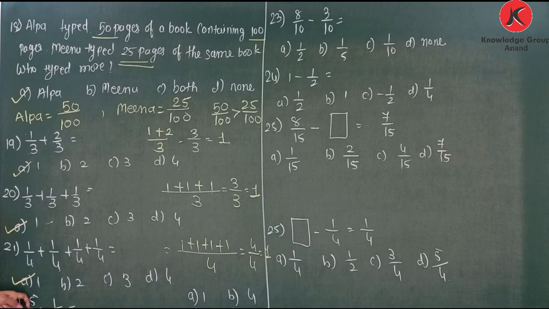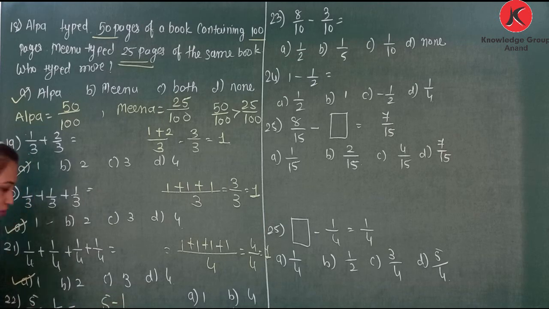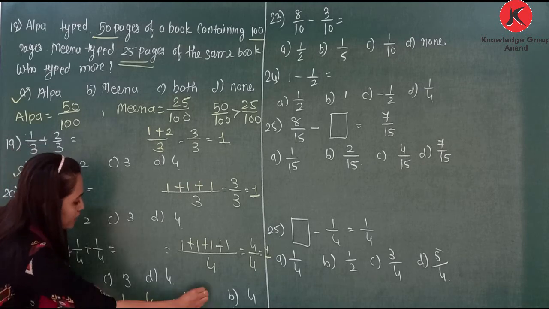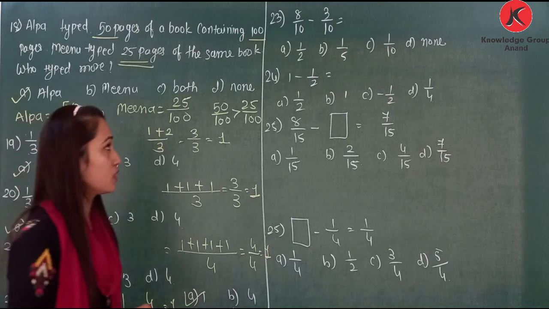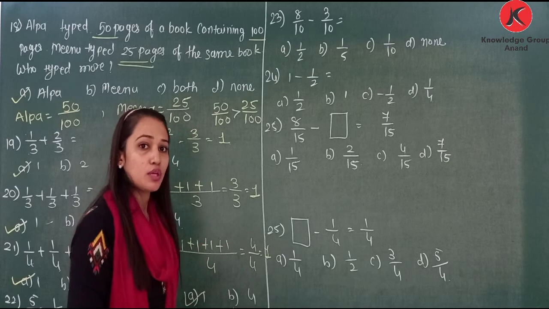5 by 4 minus 1 by 4. The denominator is the same, so 5 minus 1 by 4. So that is 4 by 4. Again the answer is 1. So that is option A. When we perform this, when the denominator is the same, directly add the numerators or directly subtract the numerators. The denominator remains the same.